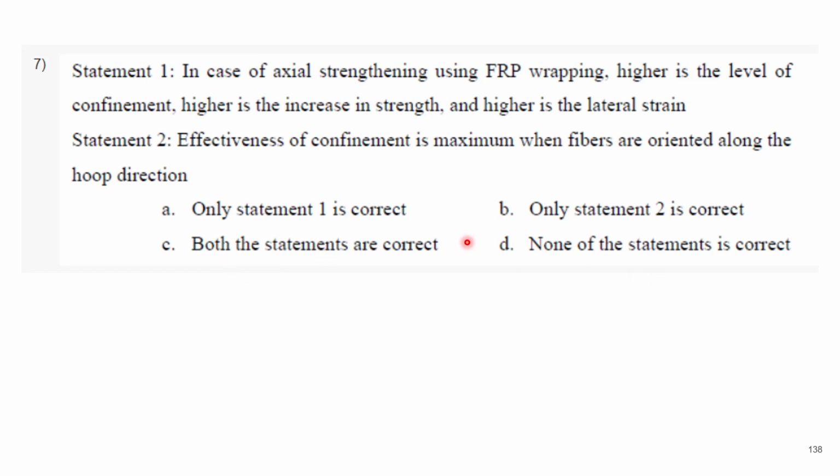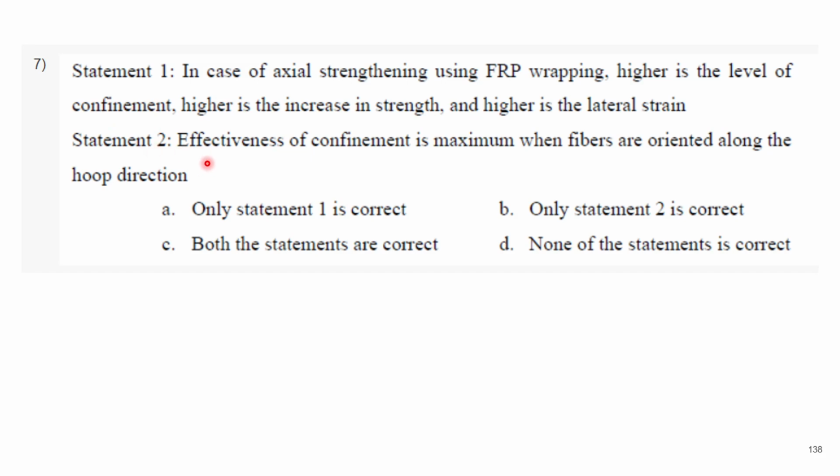If you remember, just now we discussed axial strengthening using FRP wrapping. Here, with a higher level of confinement, the increase in strength is found. The increase in both strength and axial strain is found, but there is a decrease in the lateral strain. So there is a lowering of lateral strain, therefore statement 1 is not correct, because it says higher. So 1 is incorrect.